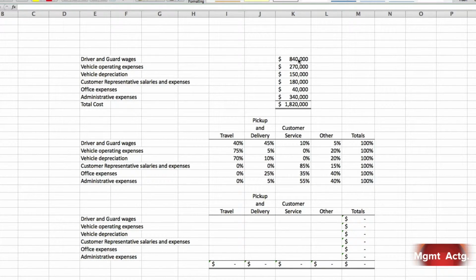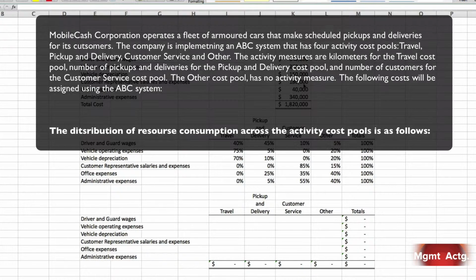So we need to assign some of this, for instance, driver and guard wages, this $840,000. Some of it needs to be assigned to travel. Some of it needs to be assigned to pickup and delivery so that we can cost each of these activities a little bit better. So those are the six general ledger cost accounts that we're going to use to assign to the activity cost pools.